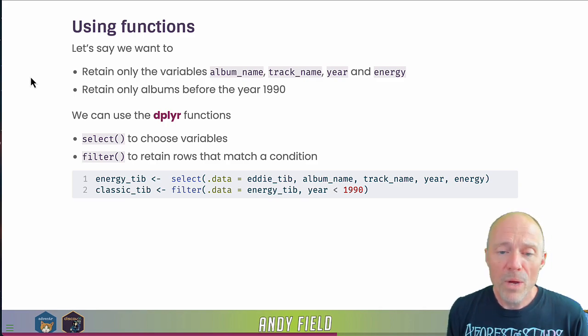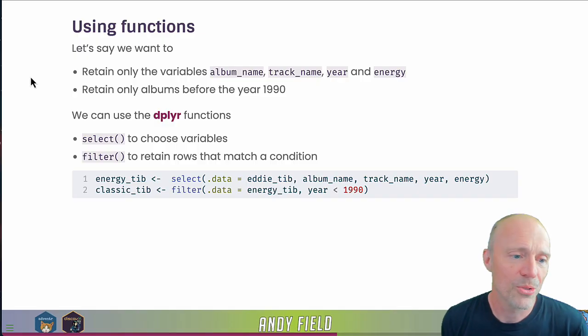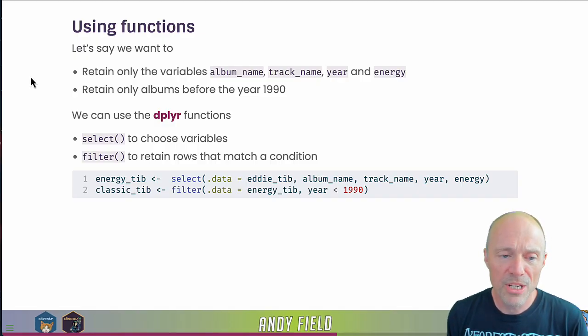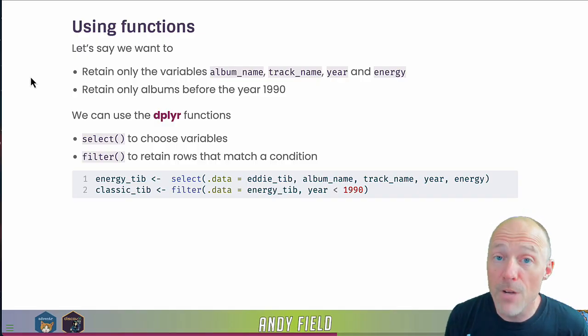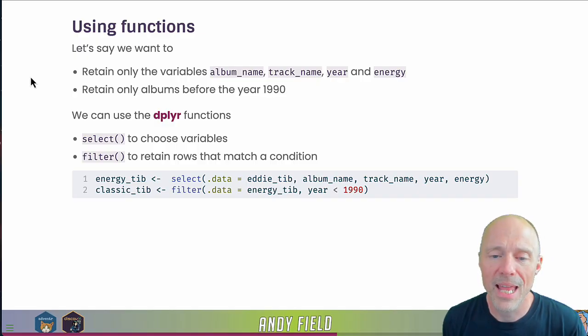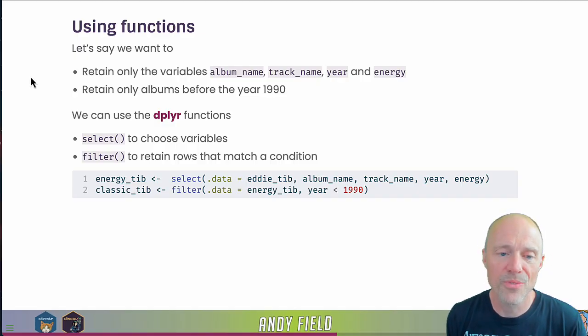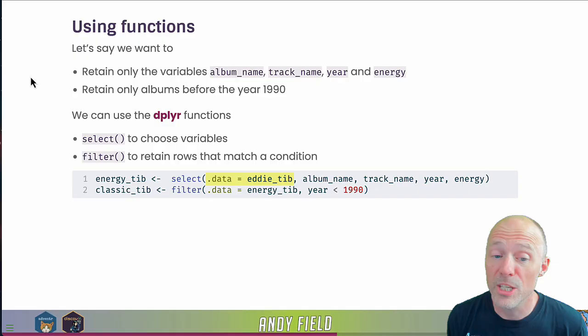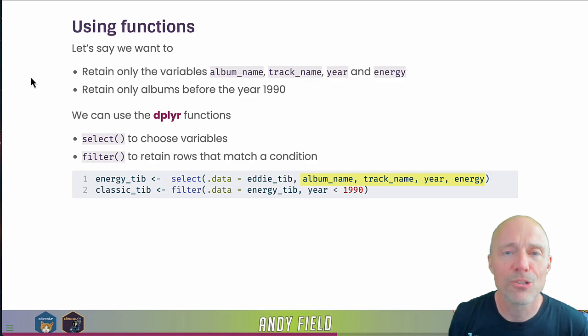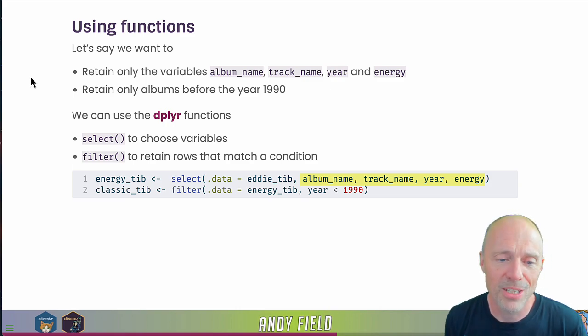So one way of doing this is to use the code that's on the screen up there. So we could, first of all, create a version of our data where we select only the variables that we want. Now remember that functions have arguments. The select and filter functions have an argument called .data, which is where you tell it what data object you want to use. And then beyond that, for the select function, you just literally type in the names of the variables that you want.